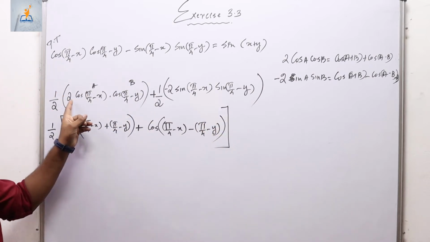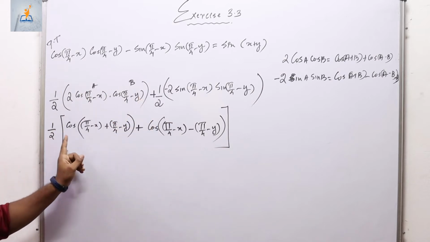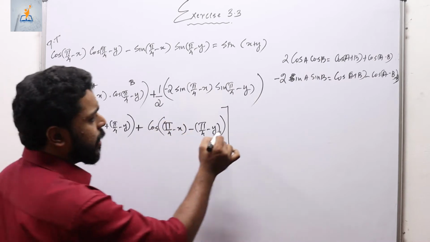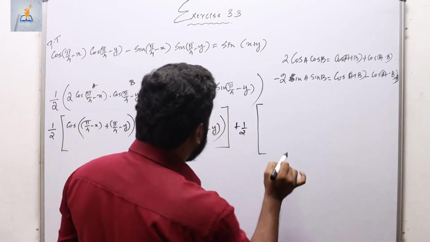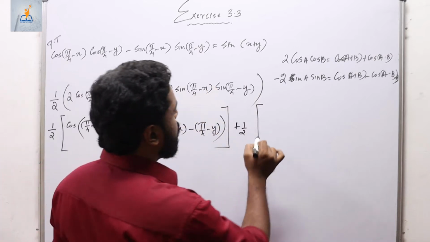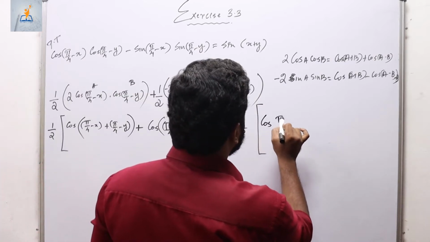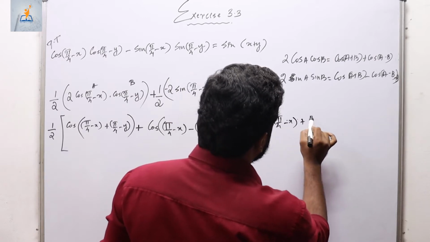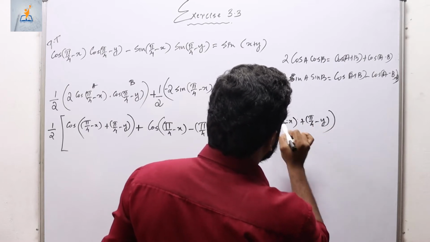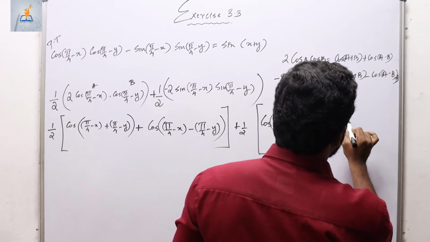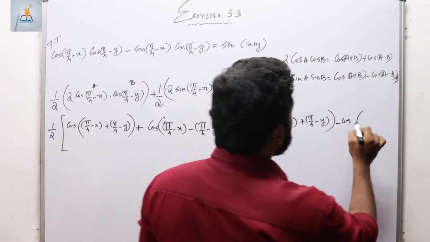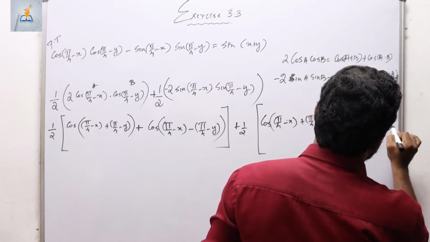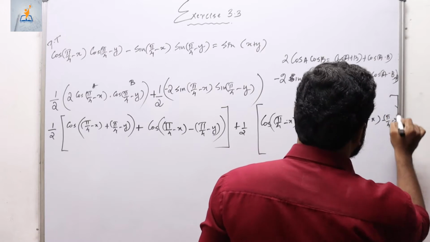So what I have done is I considered this as 2 cos A cos B, so it becomes cos A plus B plus cos A minus B. Again plus 1 by 2 into, this is of the form minus 2 sin A sin B, so it is also equal to cos of pi by 4 minus x plus pi by 4 minus y, enclosed in this bracket, minus cos A minus B, pi by 4 minus x minus pi by 4 minus y. So this is the full bracket.